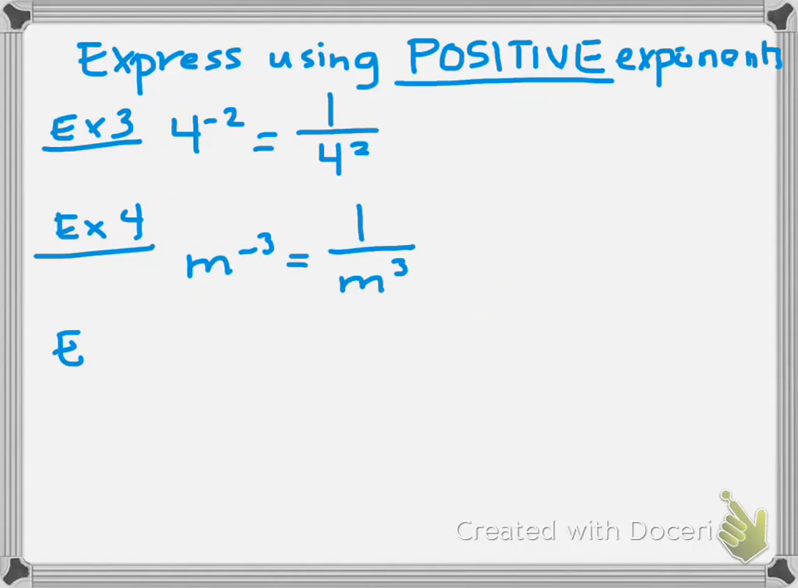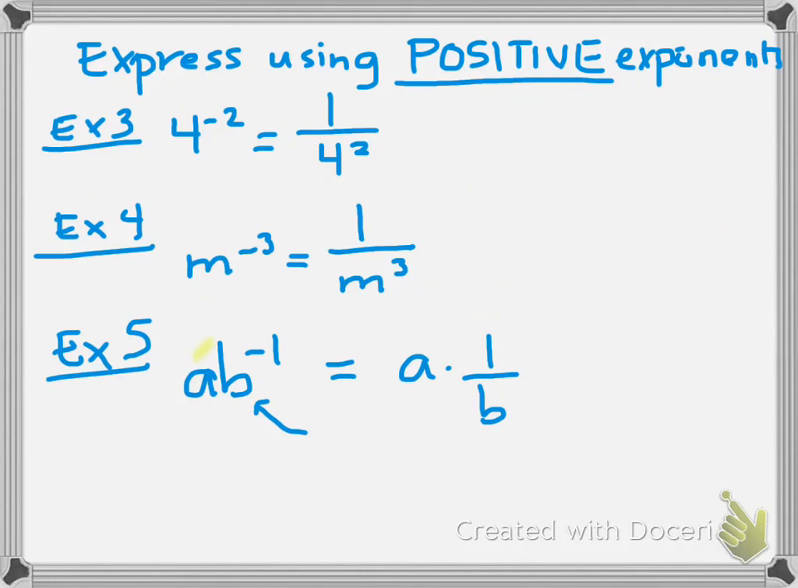Example 5, a b to the negative 1. On this one, the negative 1 only goes with the b. The a has a positive 1 exponent that you can't see. So this is really a times 1 over b. The a is still on top in the numerator and the b is in the denominator. So only the b has the negative 1.